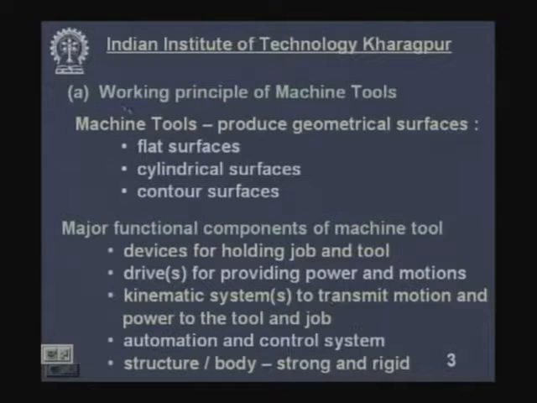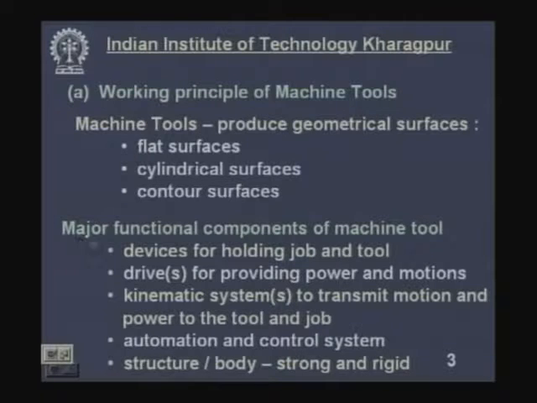say A, the working principles of machine tools. I remind you, machine tools produce geometrical surfaces. This was mentioned in the previous class also. When we say geometrical surfaces, we mean flat surfaces, cylindrical surfaces and contour surfaces which can be mathematically expressed and redrawn according to program. Only those will be called geometrical surfaces.